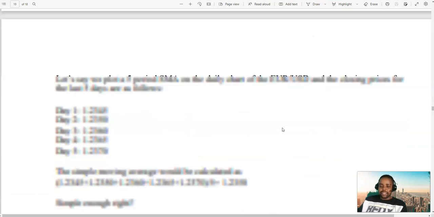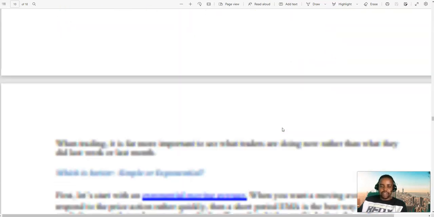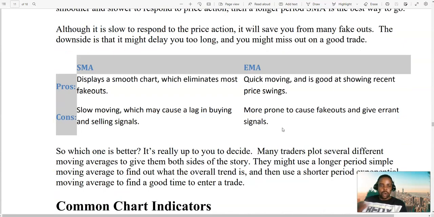But what's the difference between simple and exponential moving averages? Let's just compare the two. SMA displays a smooth chart which eliminates most fake outs. That's the pros. And the cons for SMA: slow moving, which may cause a lag in buying and selling signals. Then EMA is quick moving and good at showing recent price swings. The cons for EMA: more prone to cause fake outs and give errant signals. So it's up to you how you utilize these indicators.